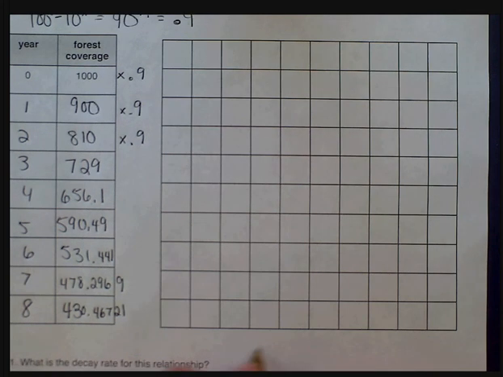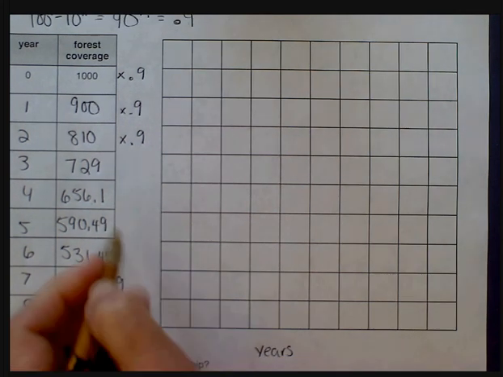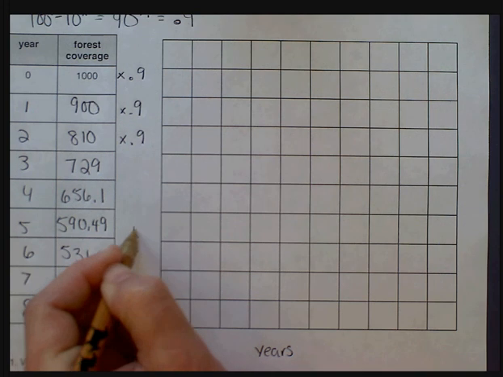So my x-axis is my years, my y-axis is forest coverage.